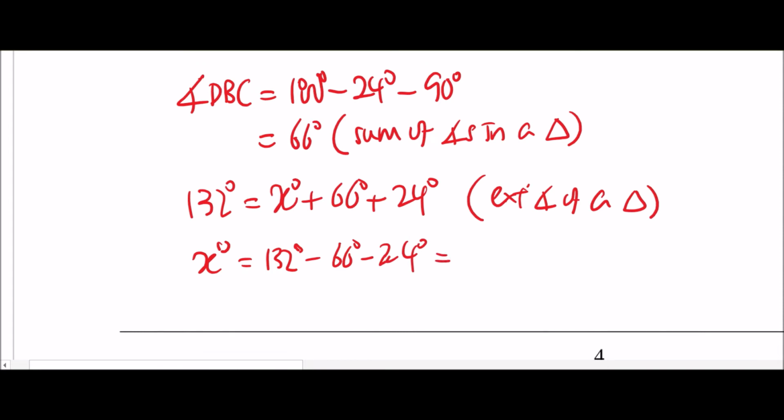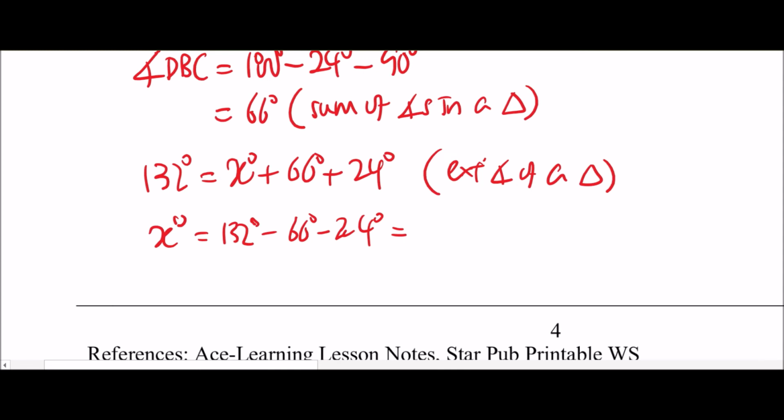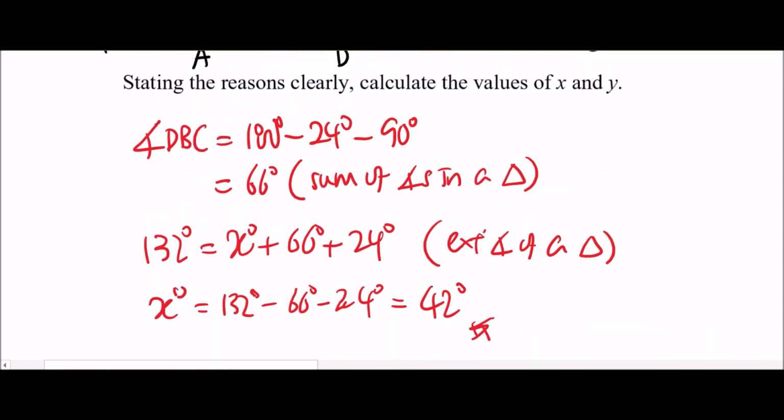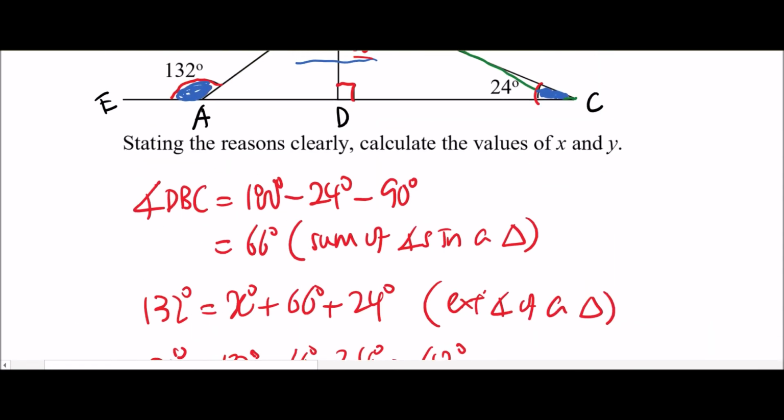I'm running out of space, so I'm writing everything in one straight line. Please do not copy. So 66 plus 24 is 90 degrees. 132 minus 90 gives me 42 degrees. So I have my angle X as 42 degrees. Immediately I'm done with angle X. Next is angle Y.